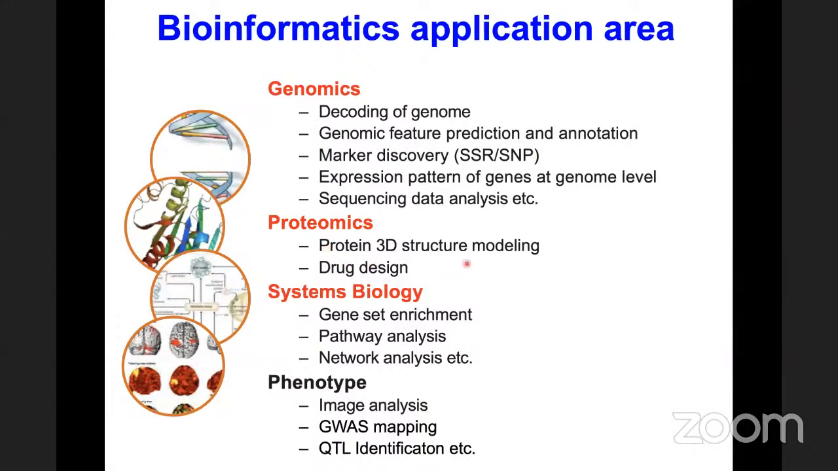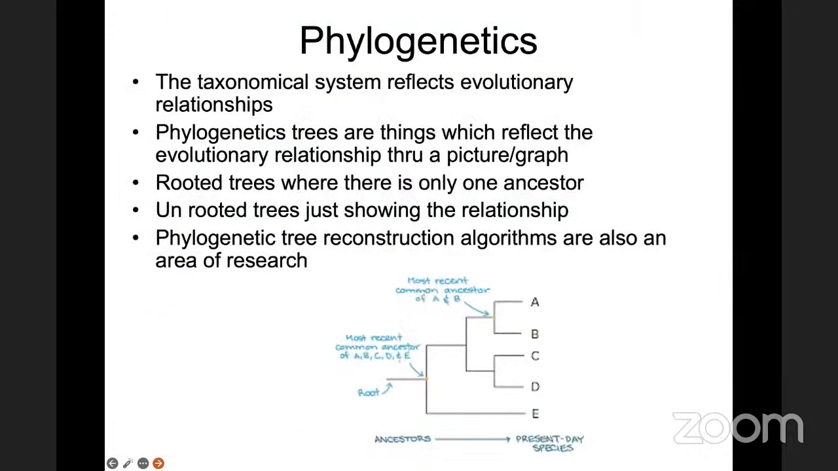Application areas include drug designing, structural modeling, and systems biology, where you can find out if any gene is involved in an important pathway. In phenotype, you can do image analysis, and using image analysis you can do QTL identification and GWAS. So there is a huge application of bioinformatics in every domain of biology.